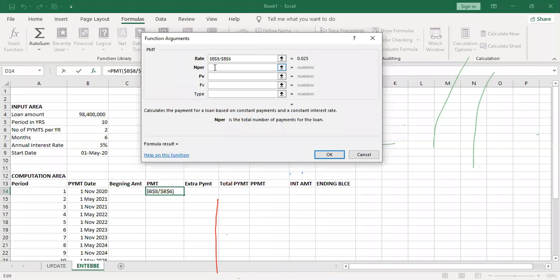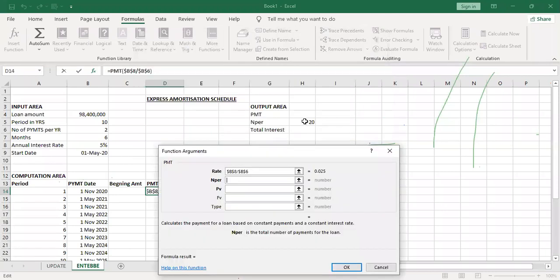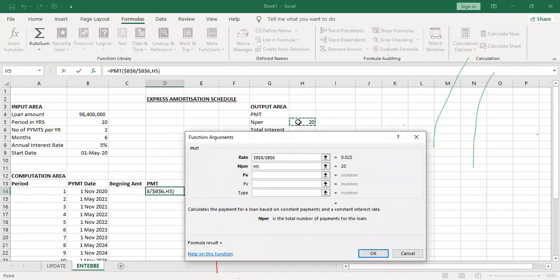Now, when you click on nper, go to the output area and click on the number of periods, which is 20. So first click on nper here, then go and click on 20, and then also press Fn F4 to fix that cell. Why am I also fixing that cell? When I go to period 8 or period 9, the nper will still be the same. So since I'm graduating one and I'm going to autofill, I have to fix those cells.